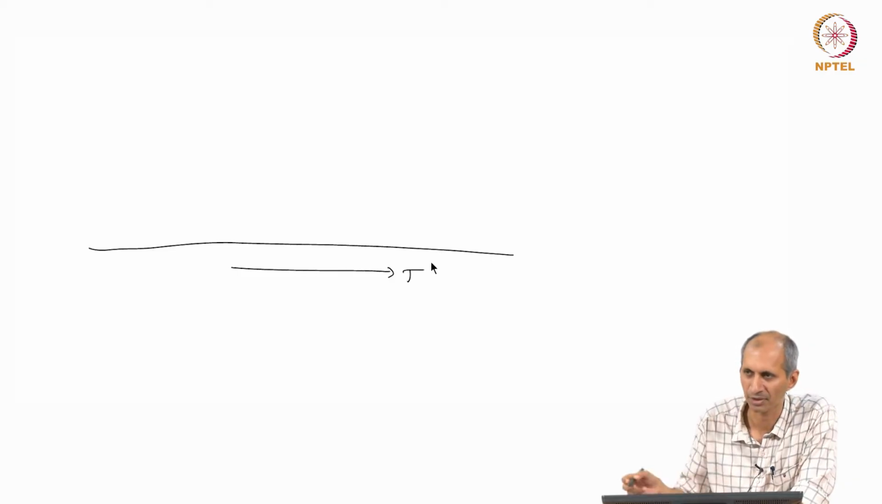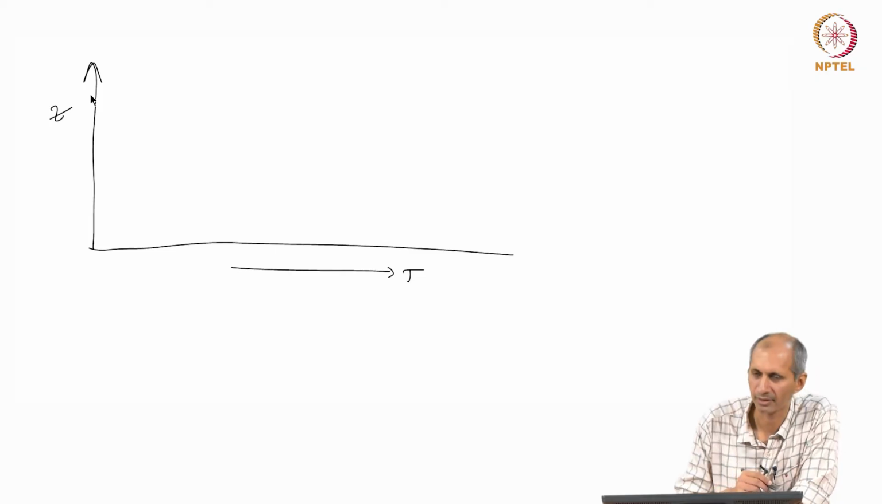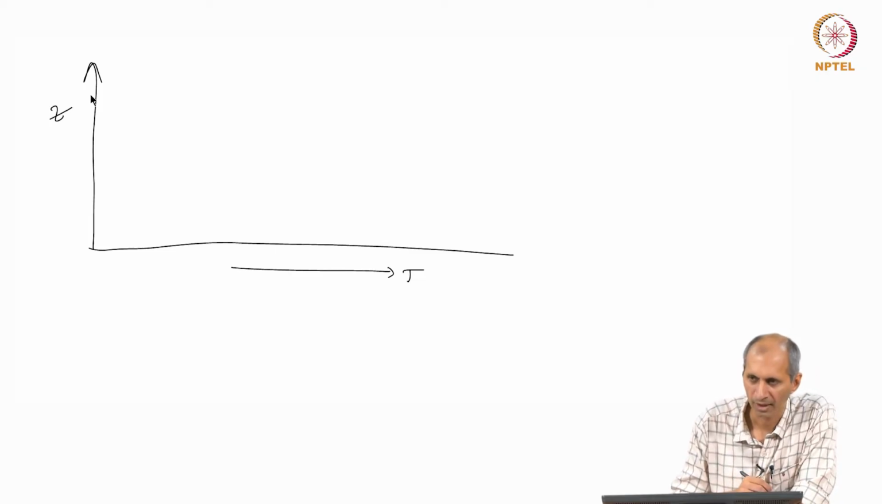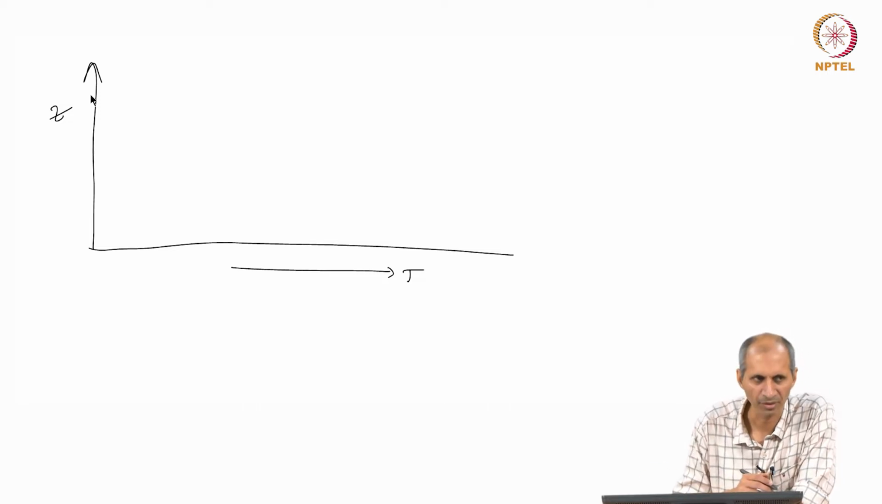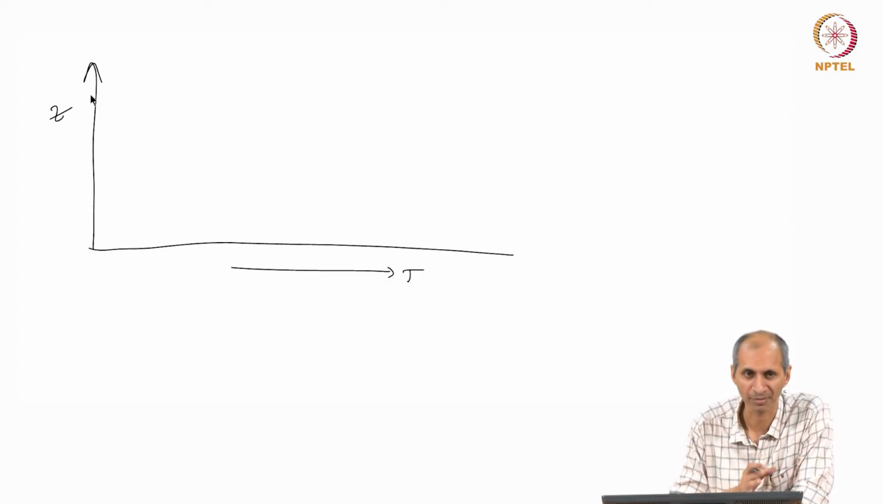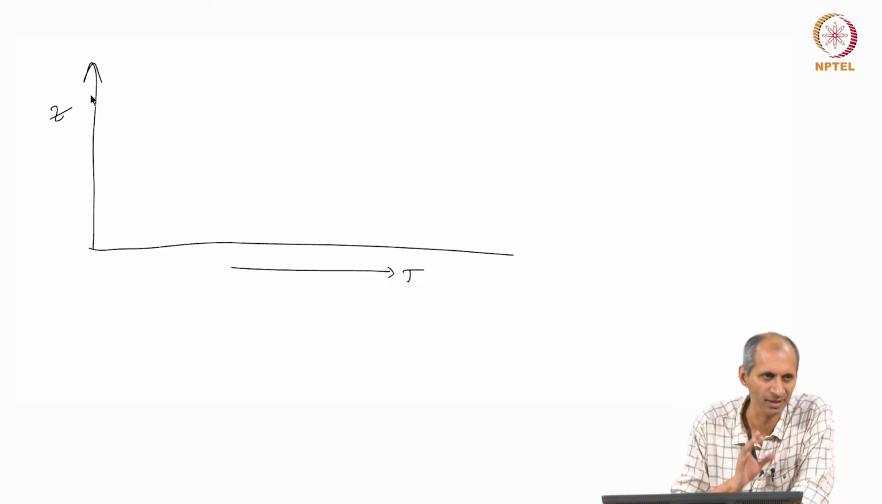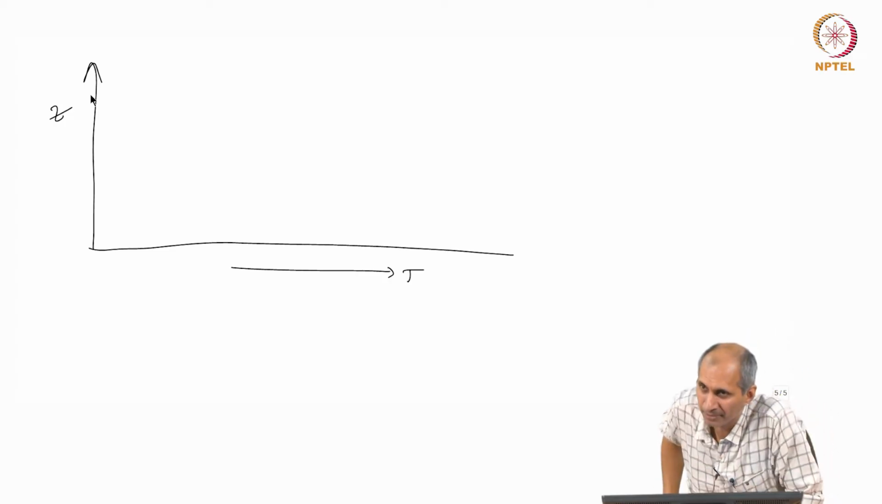So, let us say that this axis is temperature, and this is the ground, and this is height z. So, this is ground, but I also have a temperature axis here. What will be the temperature profile on the earth's surface? First, this is environmental data, earth's surface. Normally, if I go outside now, what is likely to be the temperature profile?